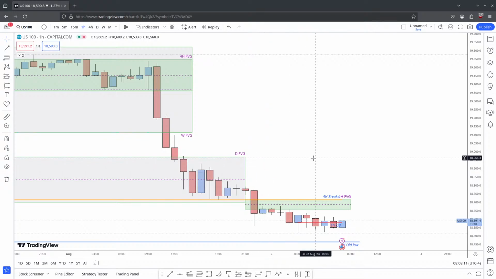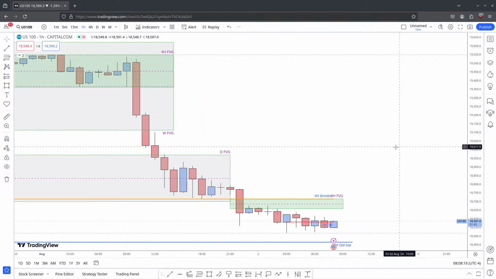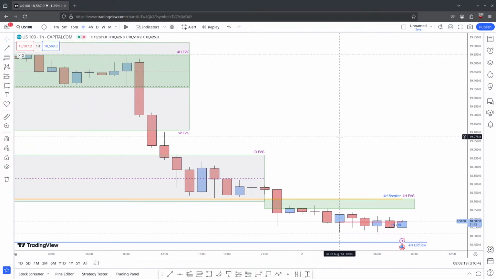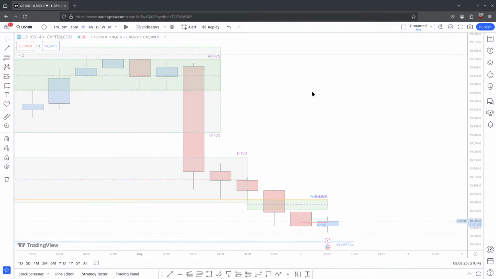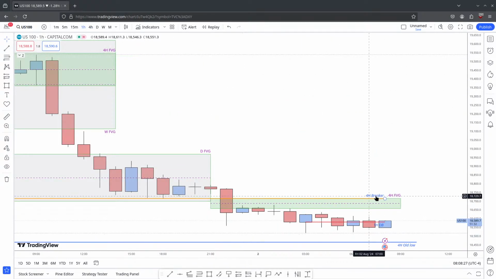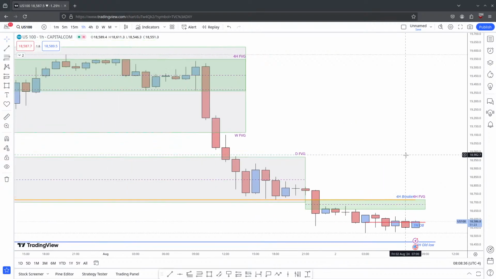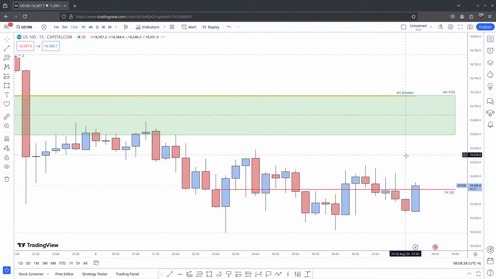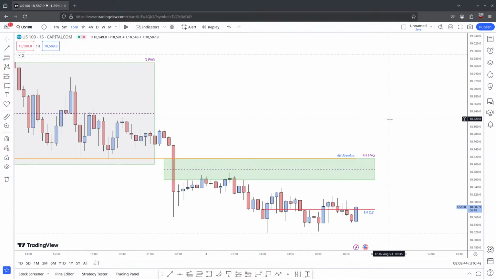Looking at the hourly chart, we have, by the way, we also have a 4-hour fair value gap here that I just took note of, along with the breaker block and this 1-hour order block here. We're just floating inside of this right now. And then down into a 15. And that is what we are looking at over here.